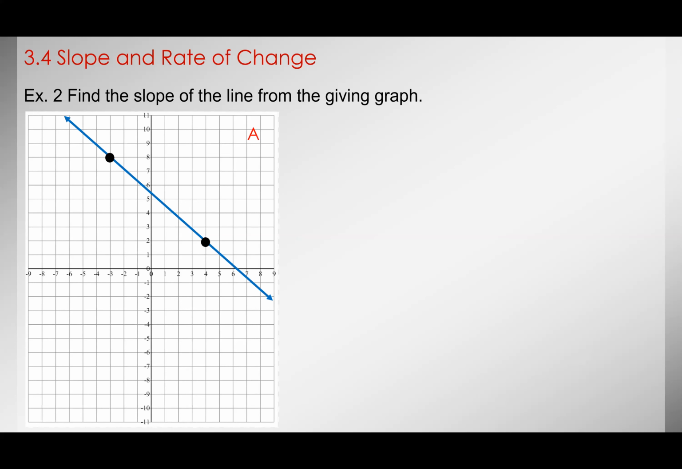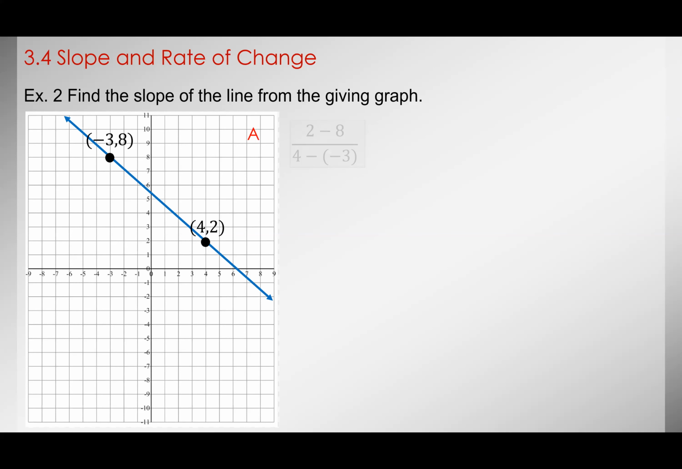Well, if they give you the graph, this is one way you can do it: identify 2 points. In this case, I identify the 2 points, which are -3, 8 and 4, 2. Everybody see that the first point is -3 on the x, 8 on the y? My second point will be 4, 2. Any point that you can see, identify them. The first point you see is your x1, y1. The second point you see is your x2, y2.